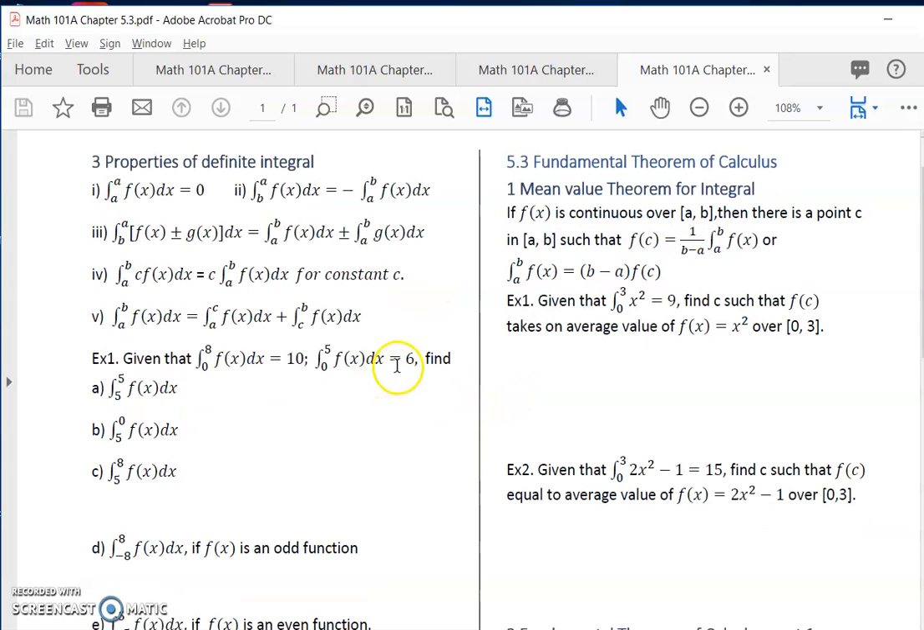So we talk about properties of integral. Another way of calculating a definite integral is to look at the sum of the properties. What are the properties of integrals? Because integral is just area under the curve.